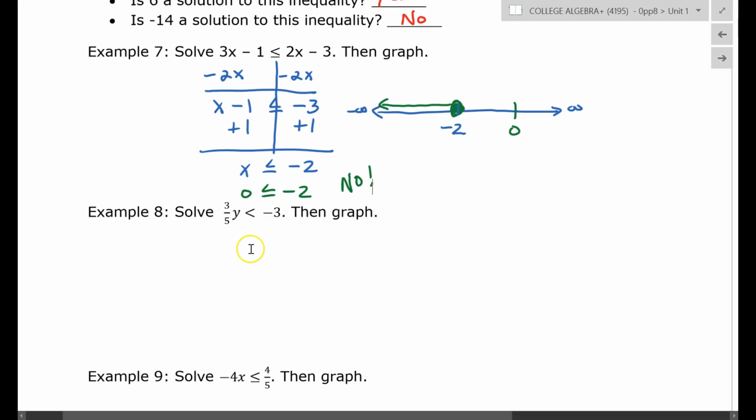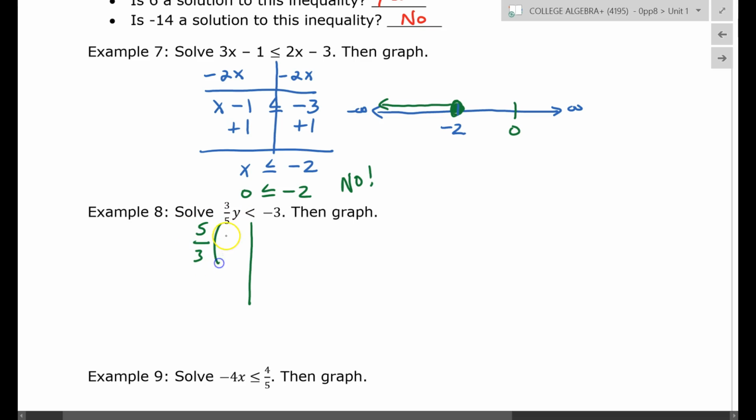Something important's going to happen here as well. Guys, what am I doing to my y? What's this 3 doing to it? It's multiplying. What's this 5 doing to it? Careful. Dividing, right? It's on the bottom of the fraction. So what's the opposite of multiplying by 3? Dividing by 3. And what's the opposite of dividing by 5? Multiplying by 5. So you flip it.